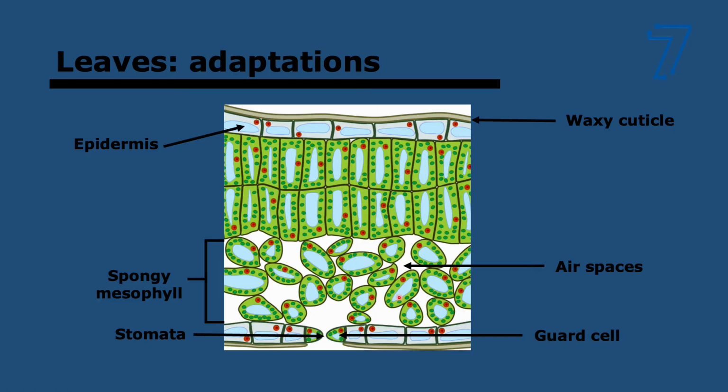And then you can't see it here, but also there are normally veins, which are quite big, where the xylem is found, and that's where water is supplied. Then there's also spongy mesophyll, which you can see here, with a network of air spaces. This allows gases to diffuse. And then it's in the spongy mesophyll that photosynthesis can happen, as well as here, the palisade mesophyll.